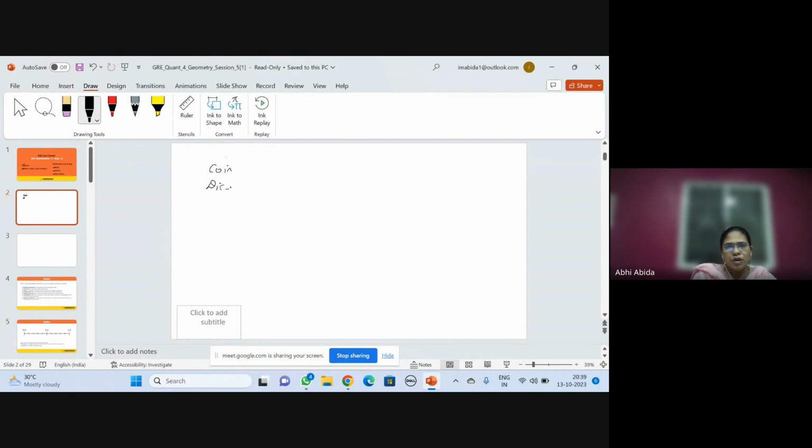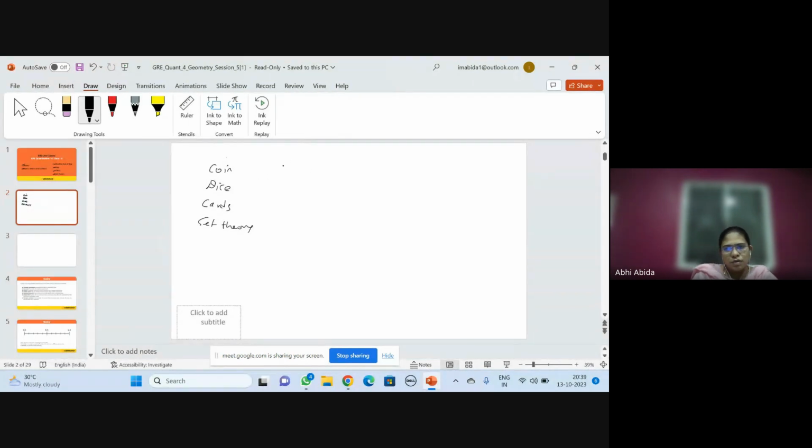Not only coin. Here we have to know about coin, we have to know about dice, we should know about cards also, and we should know about probability with set theory. Set theory is completely different, that we will discuss after, in sequence. First, let's start with the basic stuff.